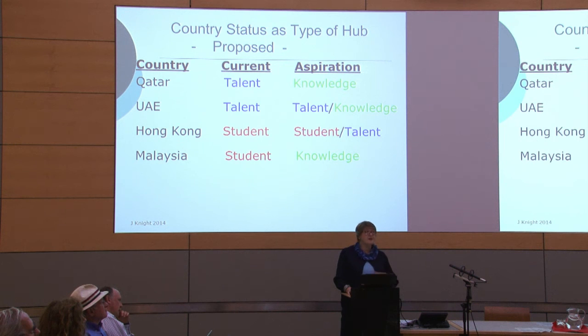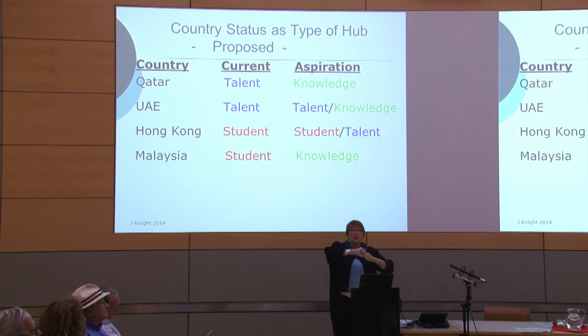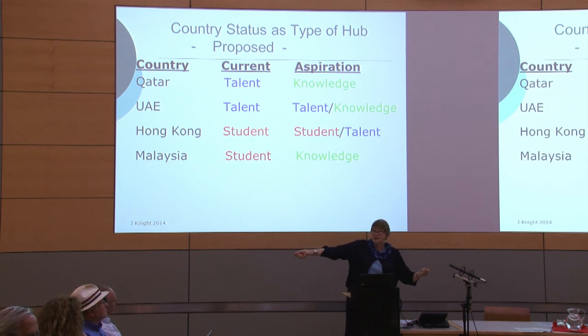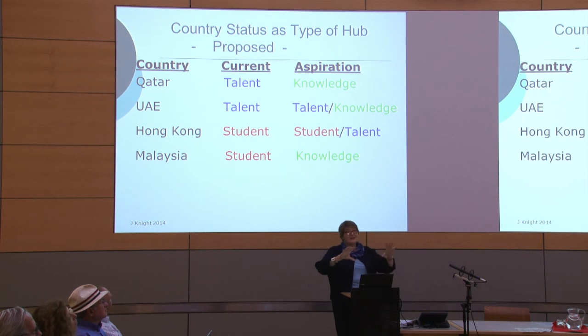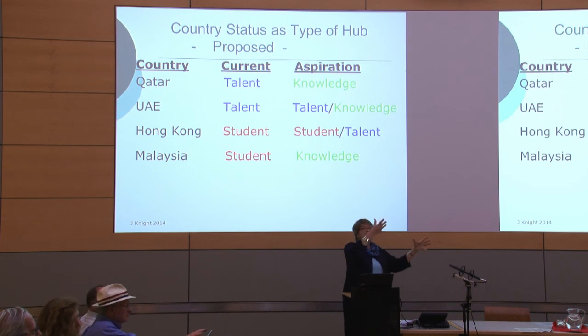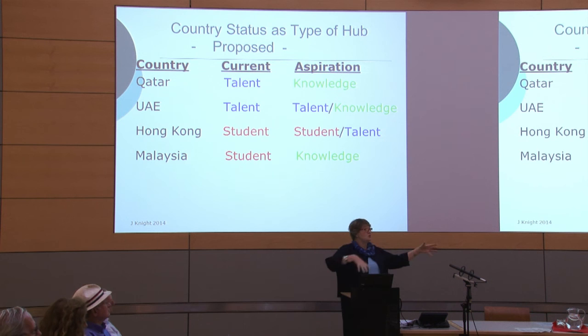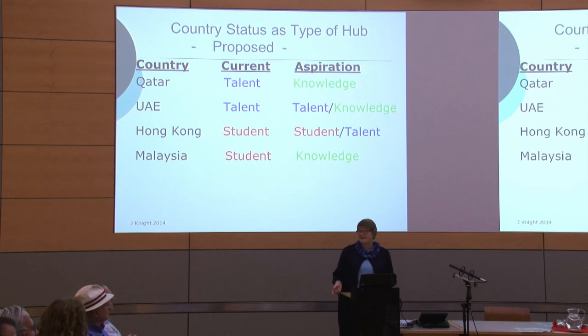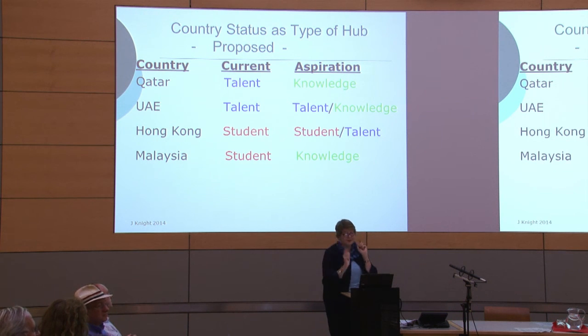Malaysia, interesting, they would be described as a student hub, and what they are wanting to do is to go from a student hub to a knowledge hub. One of the things I'm theorizing is whether, in fact, this is a linear development from student to talent to knowledge, or in fact, you do a leapfrog. That's a really interesting point.